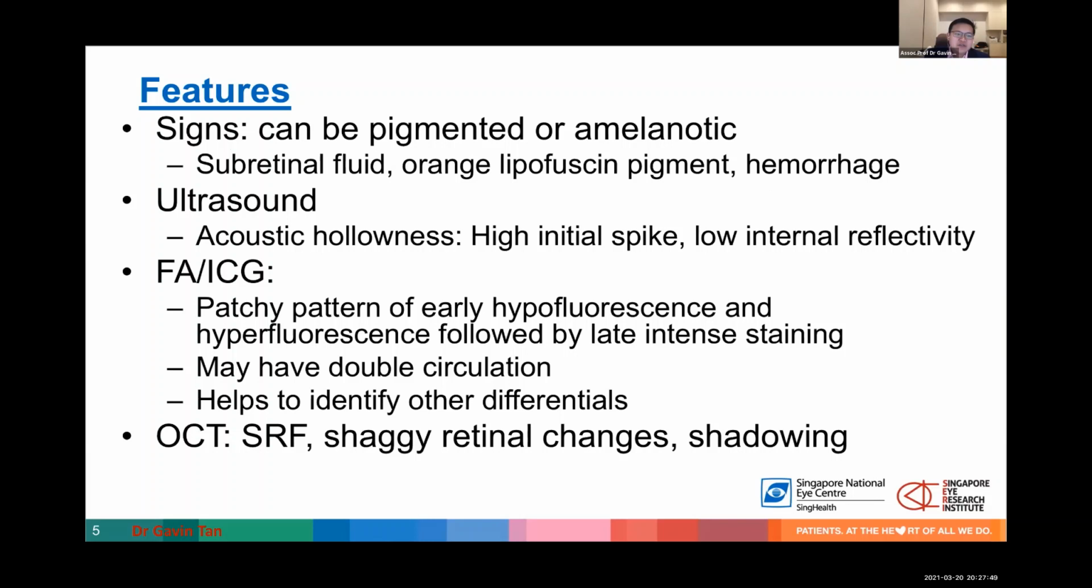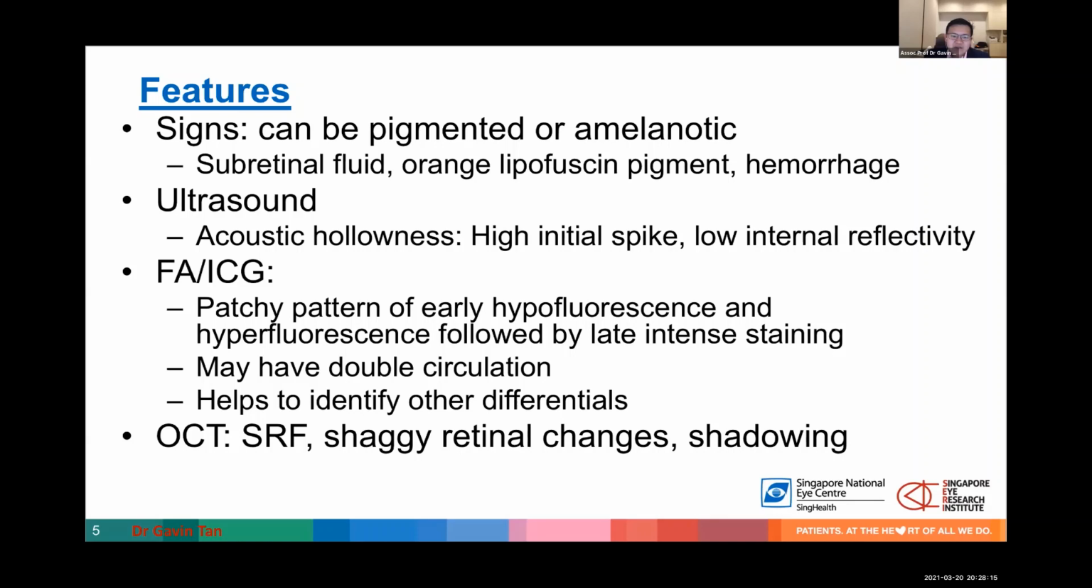There isn't a pathognomonic pattern, but they tend to have some early hyperfluorescence, accompanied by late hyperfluorescence with staining. Rarely, they may have the classic double circulation, but I think FA and ICG are very useful in helping you to identify the other differentials outside of a melanoma. In OCT, they may show subretinal fluid, shaggy retinal changes, and shadowing behind the tumor.